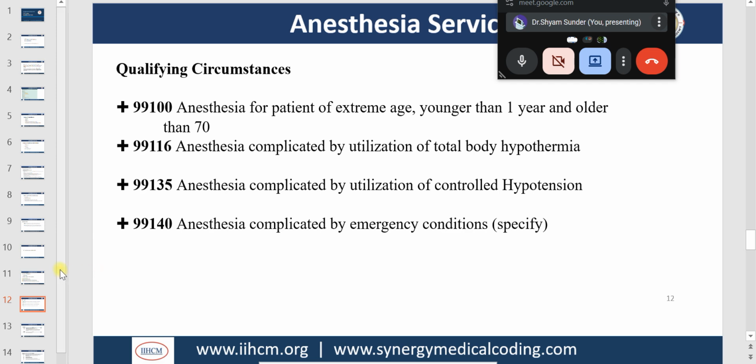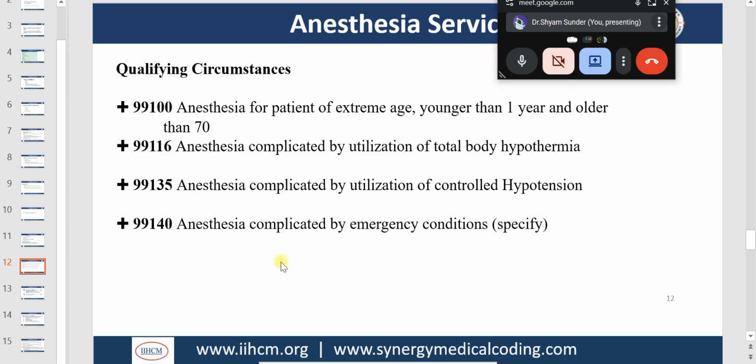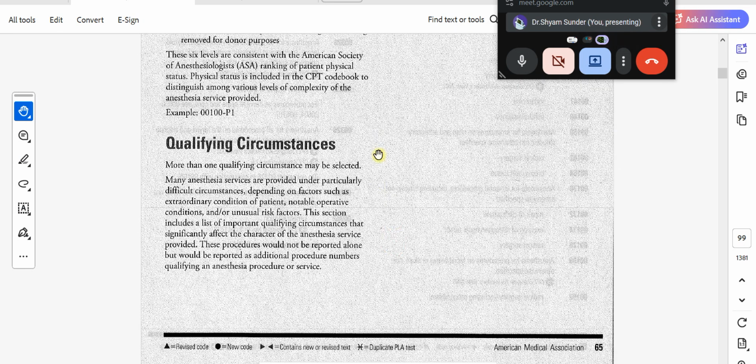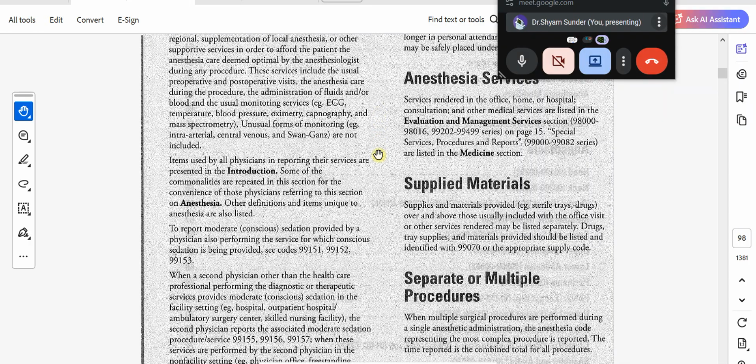Supplied materials is also written. What is this in this book? Yes, supplied materials, they have it on this page. It's not applicable here, because the anesthesiologist is responsible to provide the professional service. So the supplies, drugs, everything will be provided by the facility.